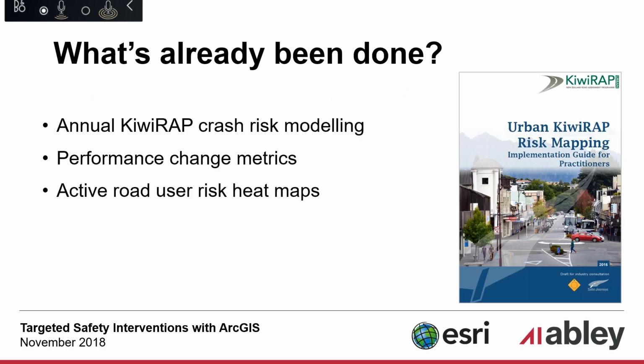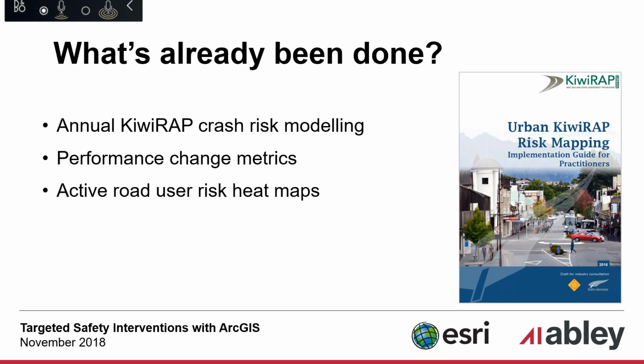So what's already been done? Well, annually we generate what is called KiwiRAP crash risk modelling results, and that's where we look at risk across a network for intersections and corridors. We update those metrics annually and are able to identify change in those metrics on an annualised basis.